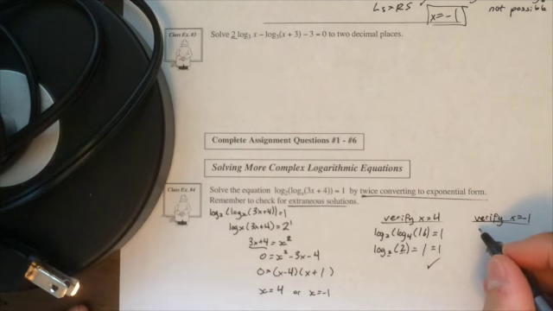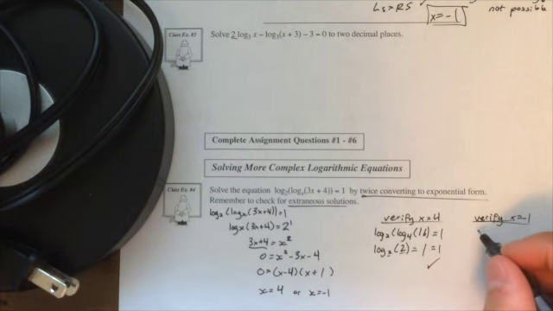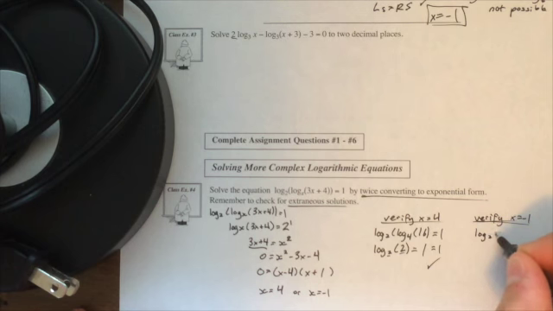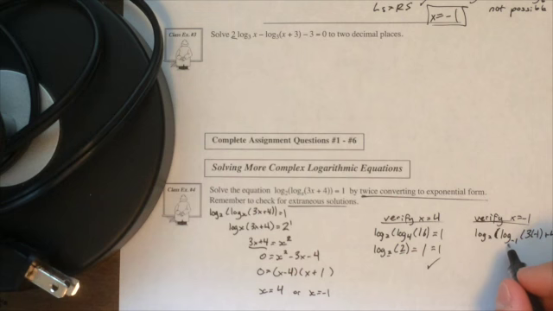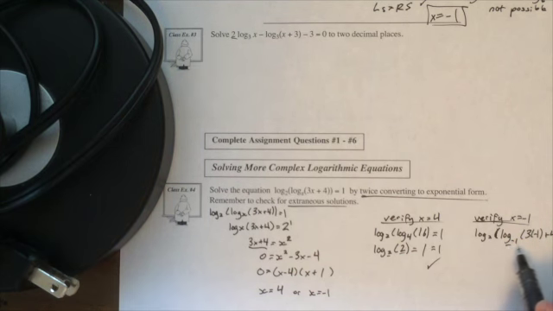Now let's look at the other side, x equals -1. Log base 2 of log base -1 times 3 times -1 plus 4 is equal to 1. Well, -3 plus 4, I'm left with 1, but I have this negative base, and it's not going to be possible to solve.